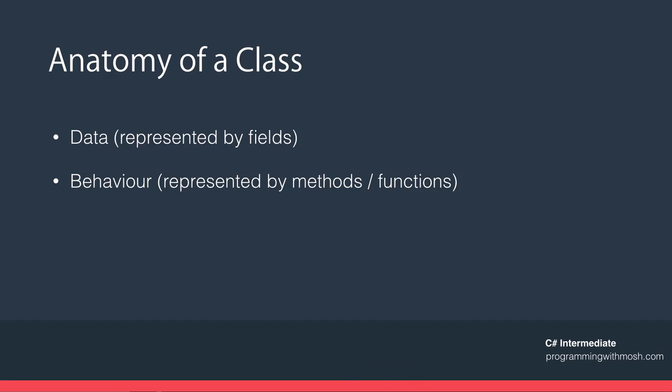Now we know a little bit about a class. So it's a type that we developers define and give it a responsibility depending on the kind of application we're building and the layer that class belongs to. But what is inside a class? A class essentially has 2 parts: data, which is represented by fields, and behavior, which is represented by methods or functions.